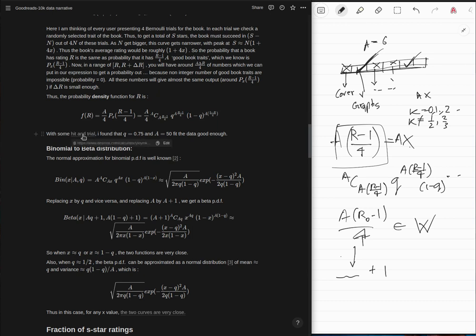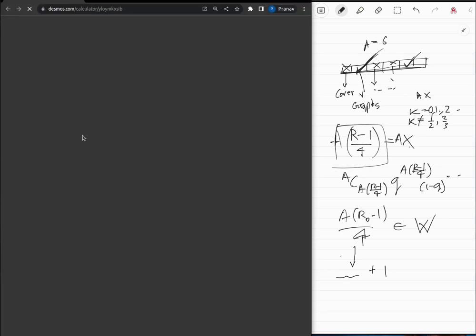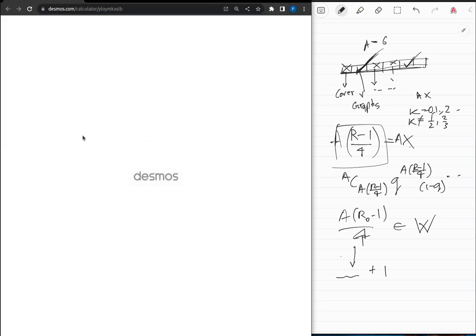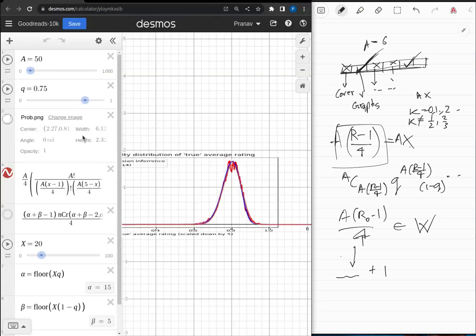So this is what I basically did. Yeah, it's Desmos. Now, the weird thing is, we were not allowed to use code from other people, and I basically just used another software, so I don't know whether or not this was something that you could do, but well, now it's done. So yeah, a equal to 50, q equal to 0.75. This is what the graph looks like.